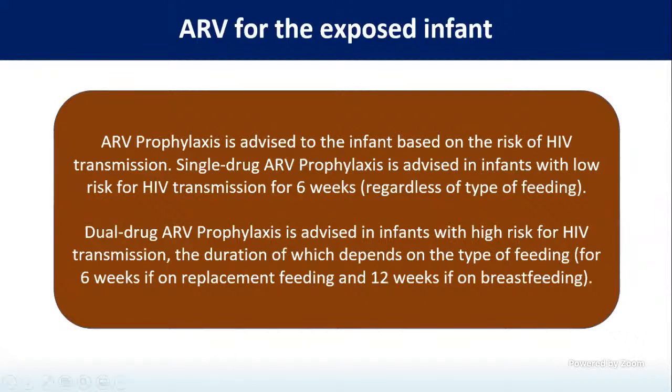ARV prophylaxis is advised to babies who are exposed, who are born of these HIV positive women. Single drug ARV prophylaxis for 6 weeks is advised to infants with low risk of HIV transmission, and this is regardless of type of feeding. While dual drug, that is two drugs, are provided in ARV prophylaxis for infants with high risk of HIV transmission. And the duration depends on the type of feeding. That is, the dual drug prophylaxis for 6 weeks if the baby is not on breastfeeding, and 12 weeks if the baby is on breastfeeding.